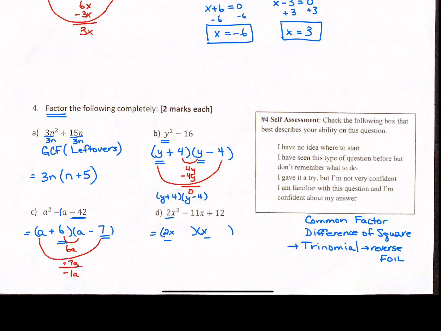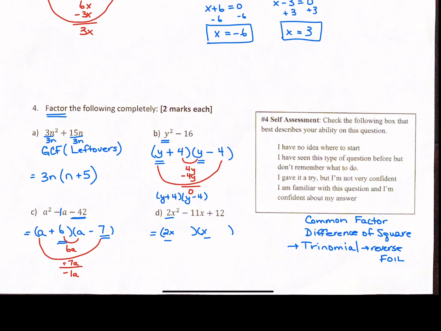Now I skip the middle for a second and I focus on that last term. The last term has got to be a positive 12. So if I think about factors of 12, it's either 6 times 2, 3 times 4, or 1 times 12. Typically, if you're not sure, you should start with the two terms that are closest together. So I'm going to start with a 4 and a 3.